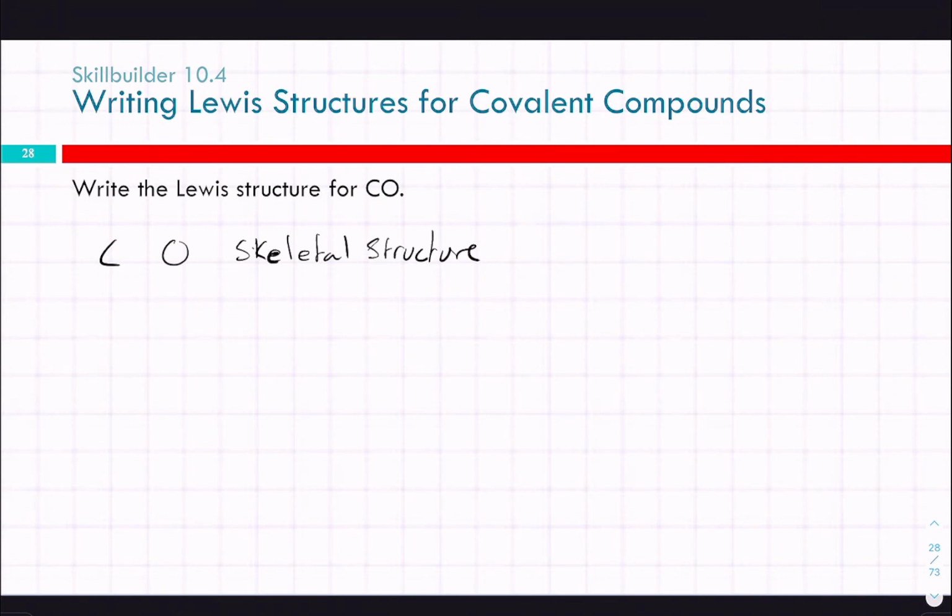Okay, skeletal structure. Now we need to count how many valence electrons we have total. So how many valence electrons does carbon have? 4. And let me write this out. So we have 4 electrons from carbon, and then from oxygen, 6. So we add those together for a total of 10 valence electrons.